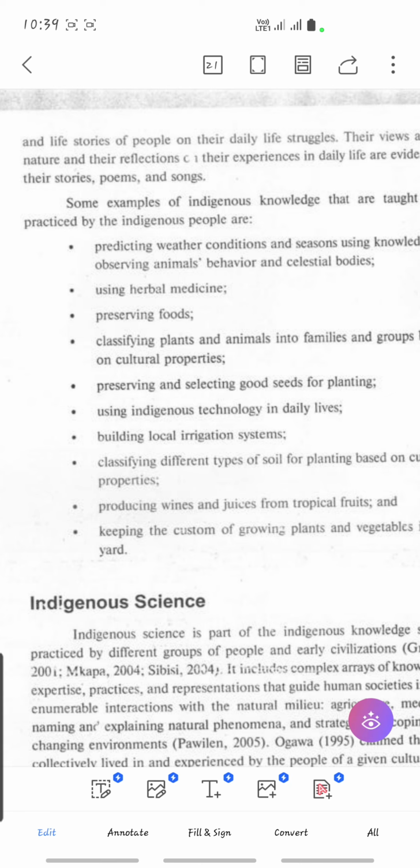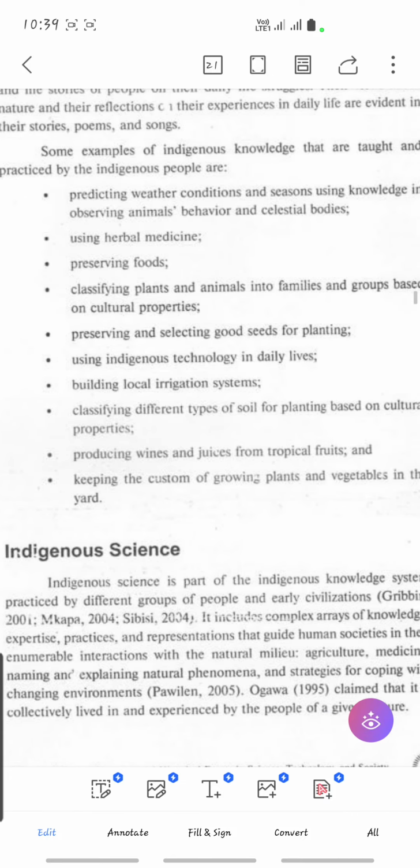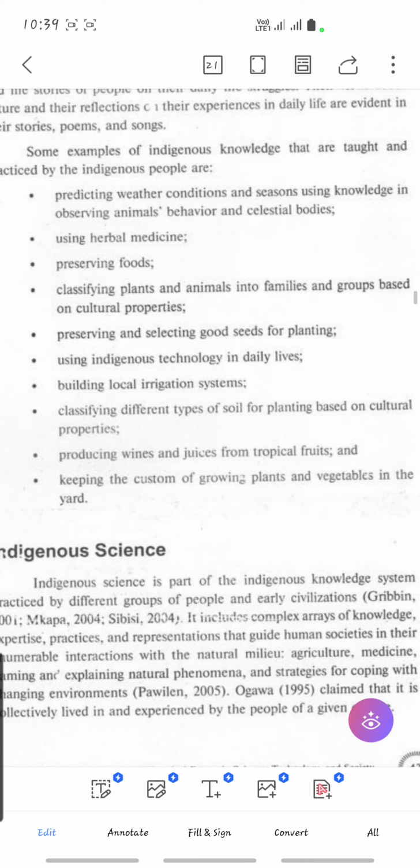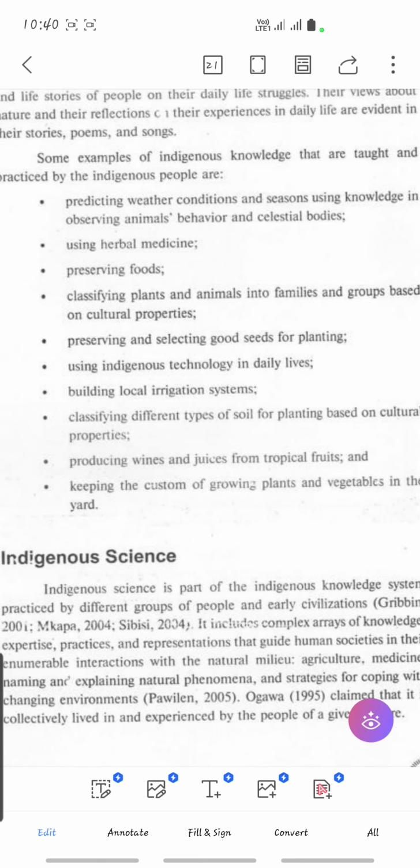So these are those. Number one, predicting weather, condition, and season using knowledge and observing animals. So that has basically been the practice of indigenous people. We already know what those IPs are, right? But indigenous knowledge system can be acquired by a certain individual, because basically all of us has a certain culture. All of us has our own origin.